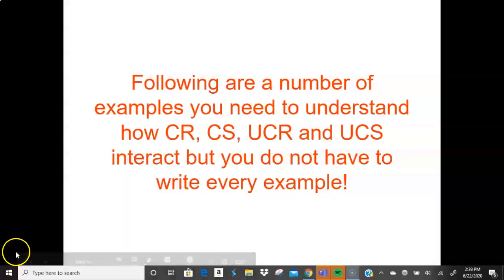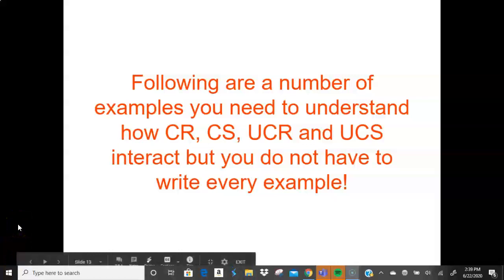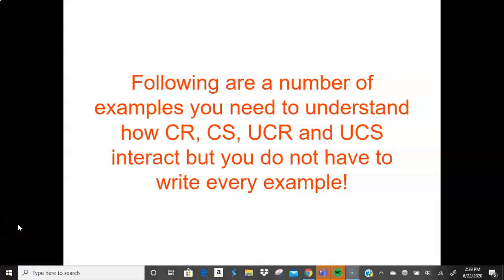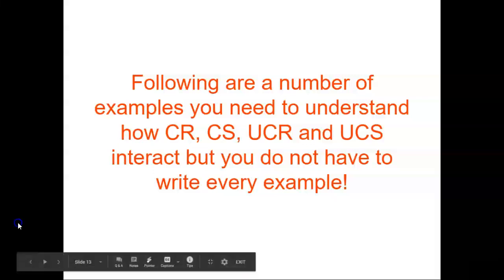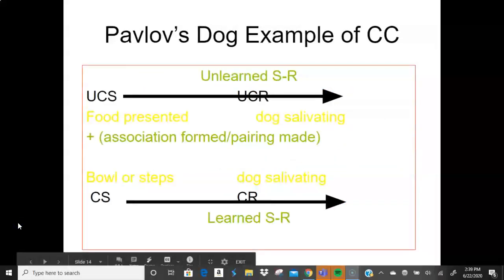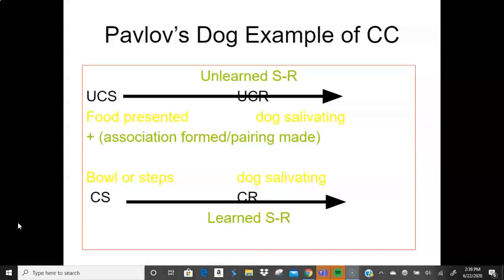So I have a few examples that we're going to go over, and if you need to, pause during each one and try to come up with for yourself what you think they are, okay? You are going to define what the unconditioned stimulus is, the unconditioned response, the conditioned stimulus, and the conditioned response. Again, you don't have to write these down, but you are going to have to do the same exercise for your homework this week.